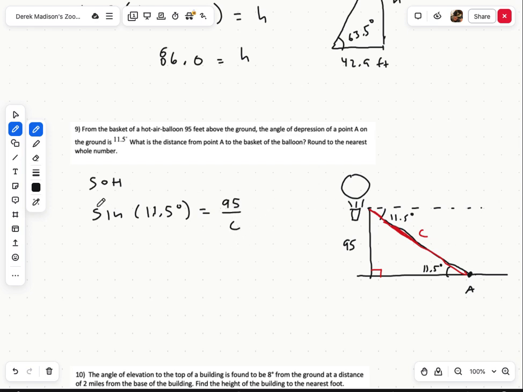So again, we'll multiply with the C, divide the sine of 11.5. That gets us right here, 95 over sine of 11.5. And chunk all that into a calculator, and just round to the nearest whole number. So for that one, I got 477 feet when I did it.